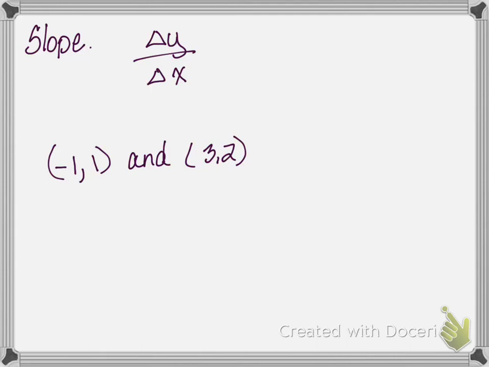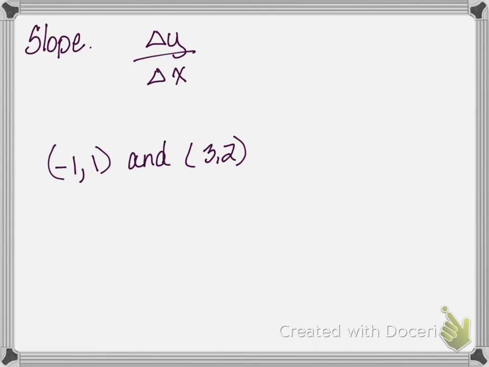Sometimes students represent that with a 0 with a line through it. And sometimes students just write undefined. Okay? 0 and undefined are not the same thing. Okay. So, I've got a couple questions over here on slope.